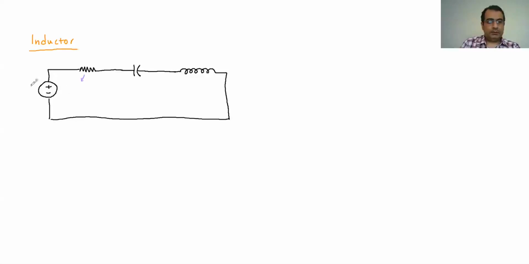So this is the source, and then you have the resistor, and then you have the capacitor, and then you have the inductor. Remember, the source provides the energy, either in the form of voltage or current. So this is what we get.